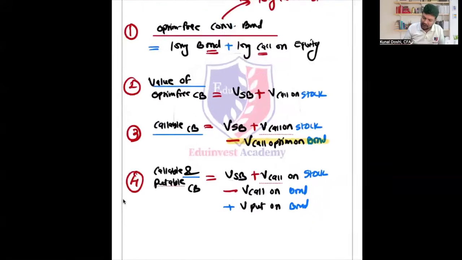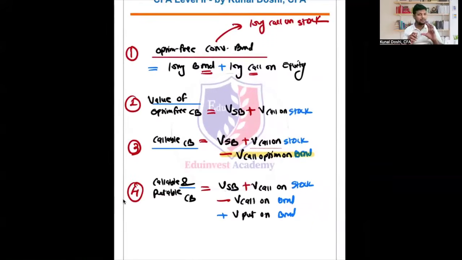Understood, everyone? So when you buy a convertible bond, it has two things: a long bond and a long call on the stock, right? But along with that, if you add a callable feature, it's like the negative value of a call option. Puttable bond, positive value of a put option. Clear? So a bond which is inclusive of all is a callable and puttable convertible bond. A bond which is callable, puttable, and convertible.